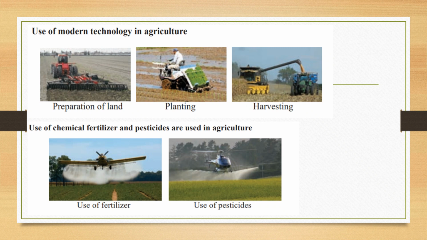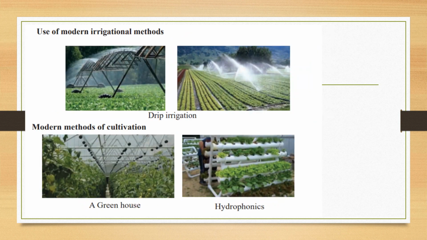And use of chemical fertilizer and pesticides in agriculture. The first one, use of fertilizer, and they are using helicopters or small aeroplanes to put fertilizer or to spray pesticides on their cultivated lands. And similarly, we can see use of the modern irrigation method I have mentioned earlier. So here, drip irrigation, right? And modern methods of cultivation, for example, a greenhouse and hydroponics.